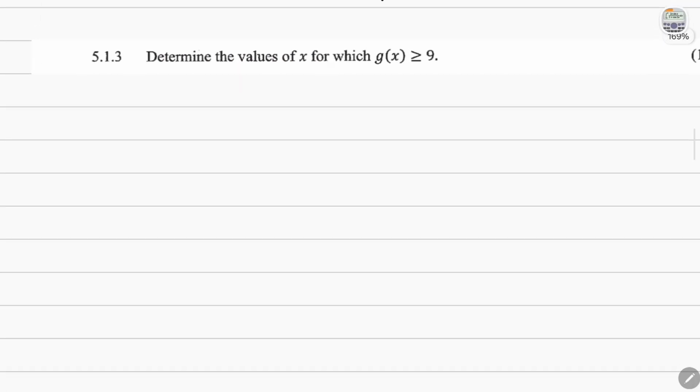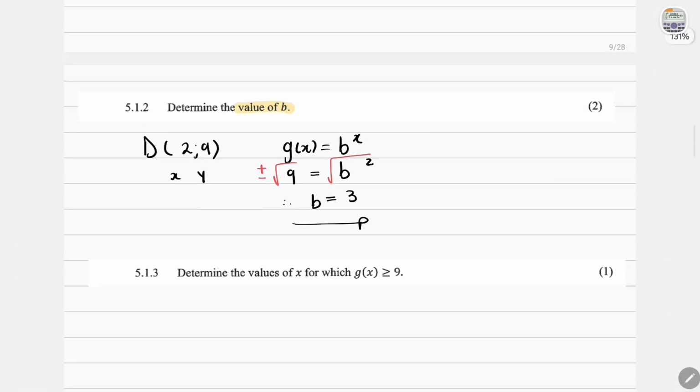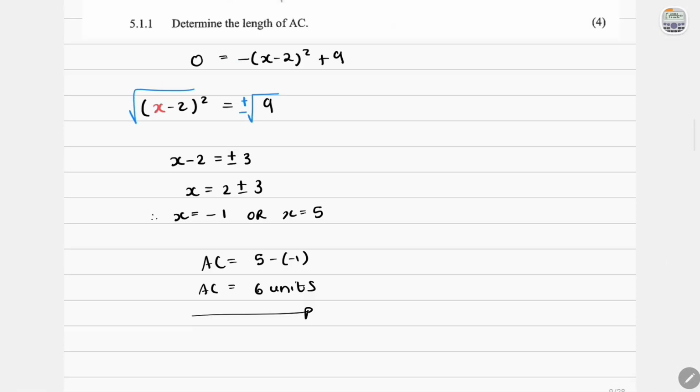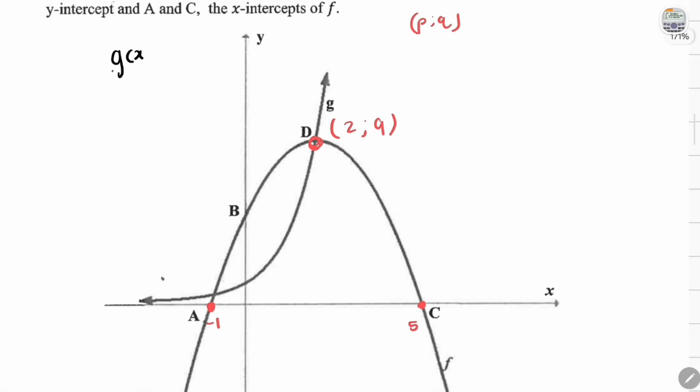Question 5.1.3 says, determine the values of x for which g of x is greater than or equal to 9. Okay, so remember this point D, 2 and 9 on this graph. So they want us to find out where g of x is greater than or equal to 9. Well, we know where it's equal to 9. It's equal to 9 when x is equal to 2. But where is it greater than 9? What you can do is, you know that this is this point, and if you line this to the y-axis, this is the y value 9. That's why it is 2 and 9. And this is the x value 2.